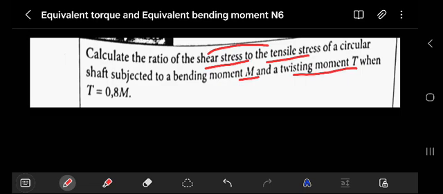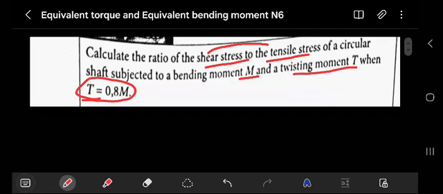moment T, when T is equal to this. You see, those are ratios, guys. We've been given the ratios. How do you express something like this? Shear stress to tensile stress, it's a ratio.